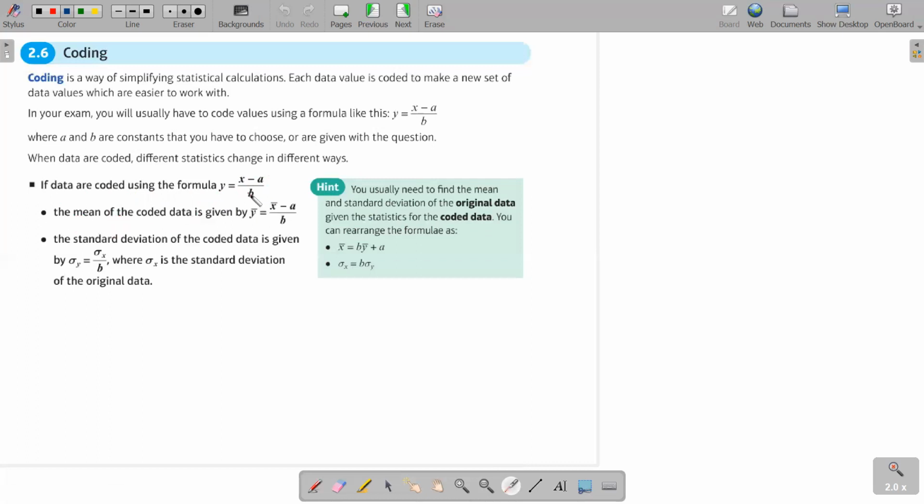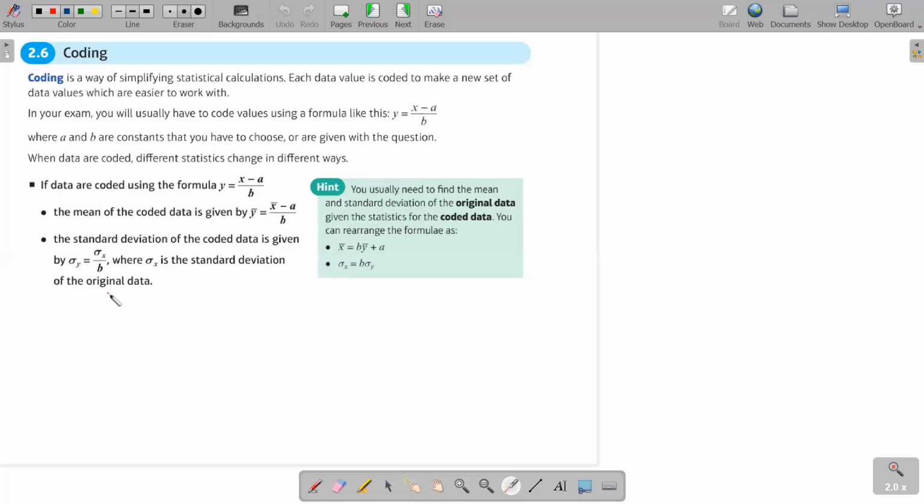This is the sort of coding that we will be using everywhere in statistics. You don't need to worry about other big types; variations of this type are what you'll be working with. The mean of the coded data is given by y bar equals x bar minus a over b, and the standard deviation of the coded data is given by sigma y equals sigma x over b, where sigma x is the standard deviation of the original data.